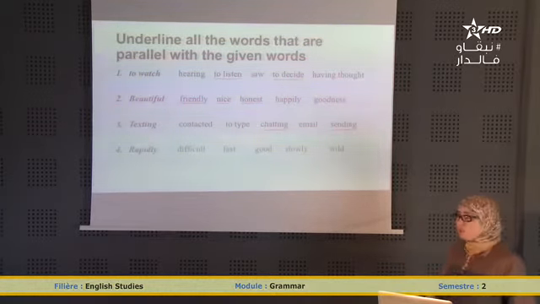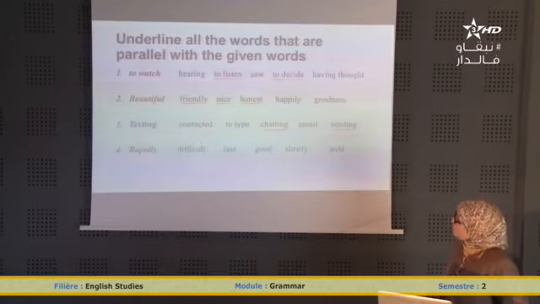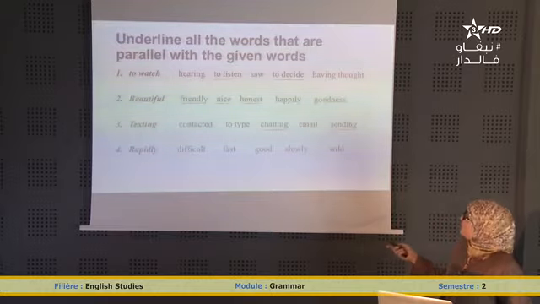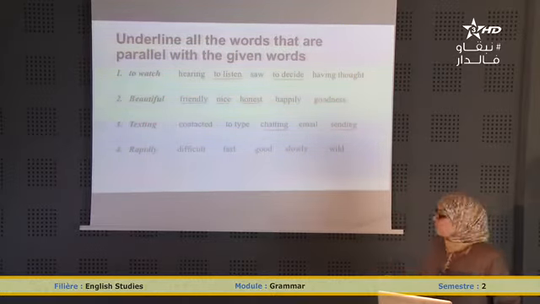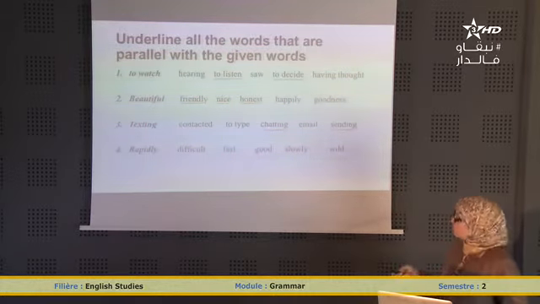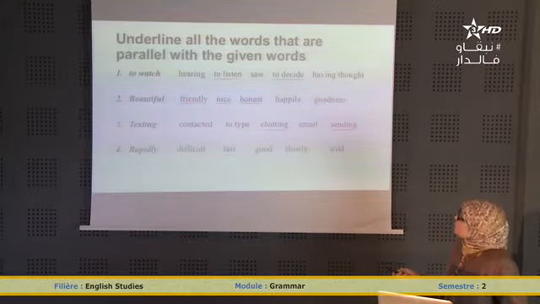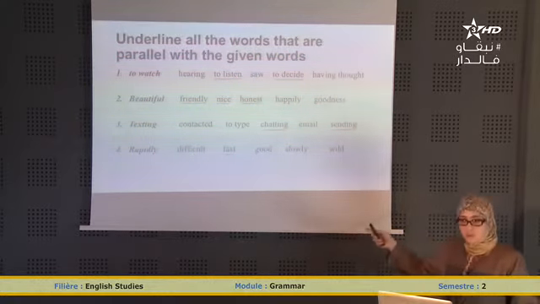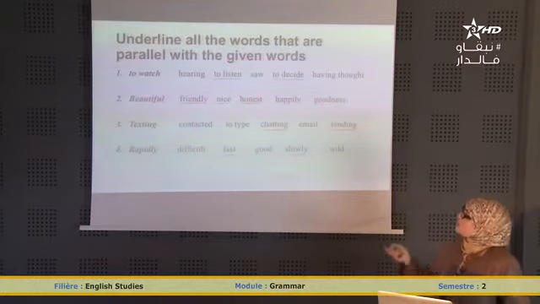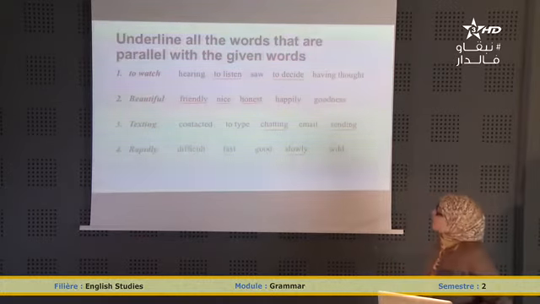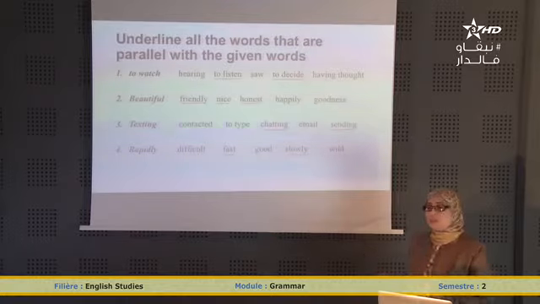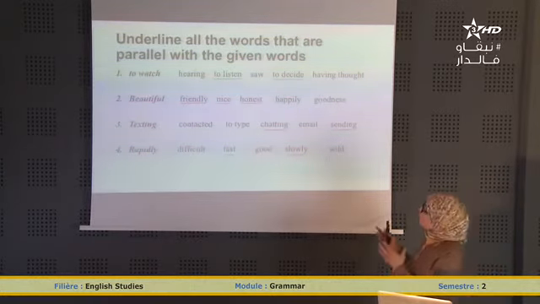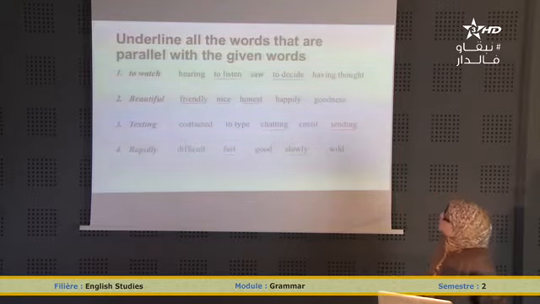Now concerning number 4, which is rapidly. Rapidly is an adverb. And if you look at the list, you will see that slowly is an adverb of manner as well, which means it has the same function as rapidly in the sentence. However, we have another one which is fast. It doesn't share the same form, but it has the same function in the sentence. It is also an adverb of manner. This means that we shouldn't be misled by the form of the words themselves, but we should be focusing on the function of the words in a sentence.